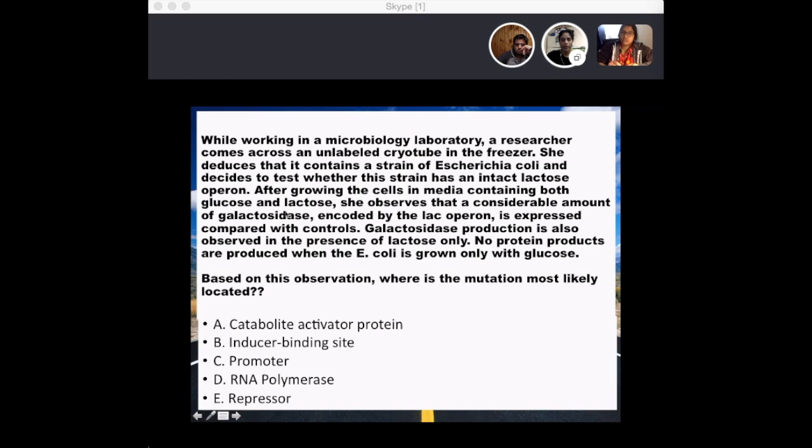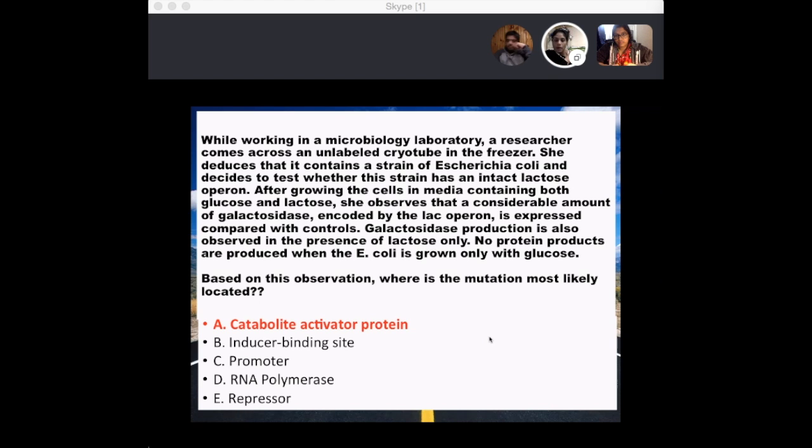So we know that there's a lot of galactosidase produced, and we know that that's only going to occur if there's lactose present. But when it was only with glucose, there were no protein products produced in the scenario that there was only glucose available. A? I would say A too. Yeah, that's right. A is right.